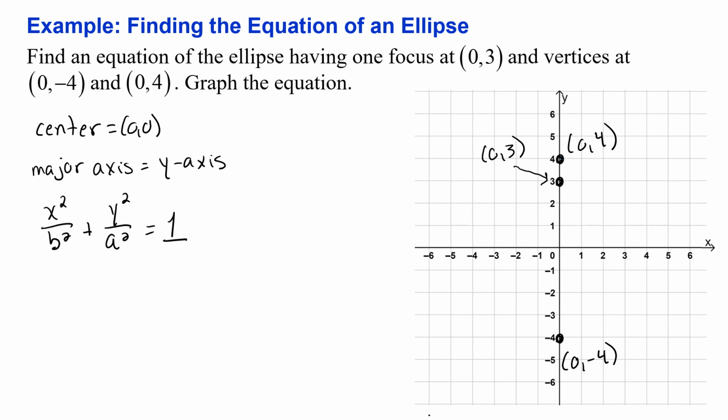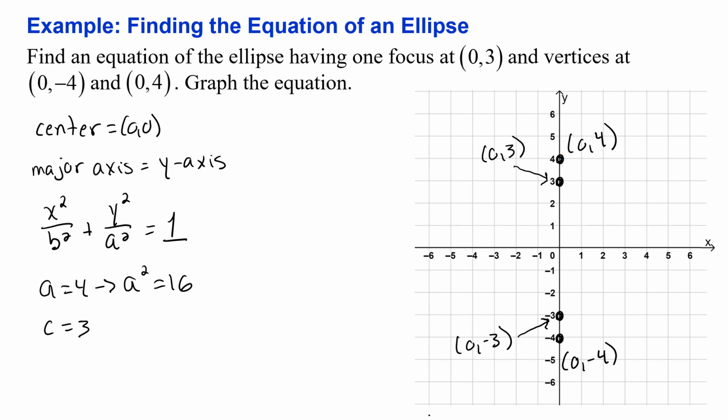Now recall that the distance from the center to each vertex is a. And in this case, we know that the vertices are at (0, ±4). Therefore, a is equal to 4, and thus a squared is equal to 16. Now, also, we know the foci are a distance of c from the center. Since one focus is at the point (0, 3), then c is equal to 3. So we can plot the other focus at the point (0, -3).